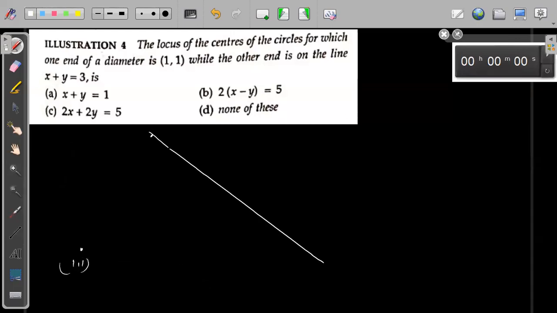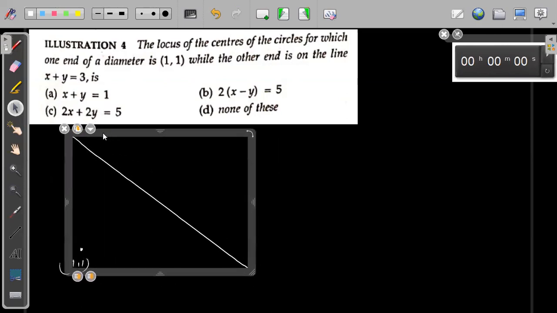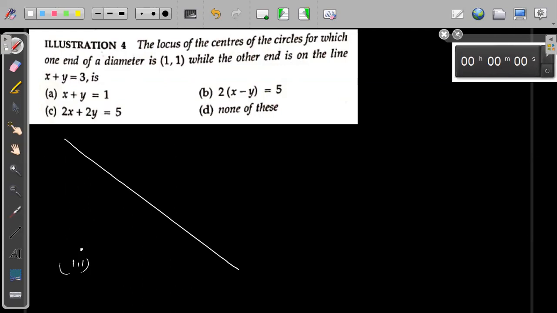For different points we will get different circles, right? Suppose if I use this point, I will get this as a circle, with this as a diameter, and I will use this as a circle. Suppose I take this as the point, then I will get this as the circle. So for different points you will get different circles. Now what they are saying is to use this information to find the center.